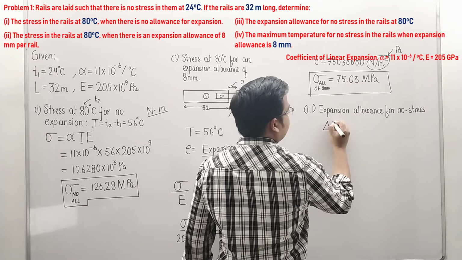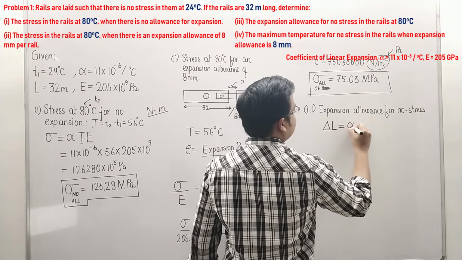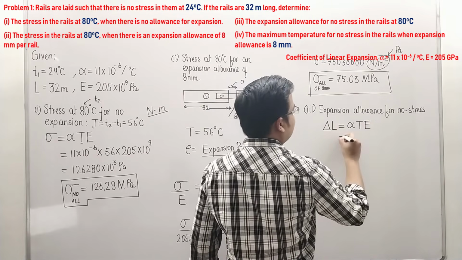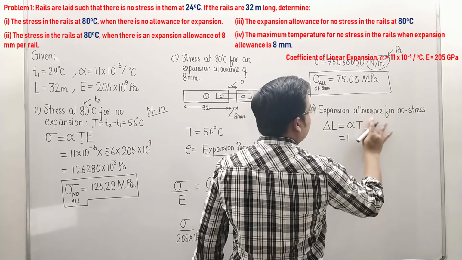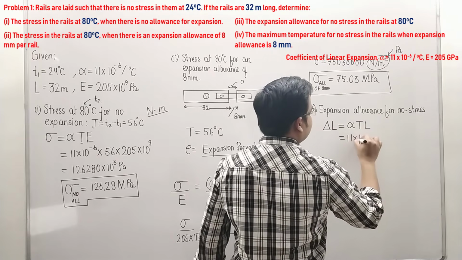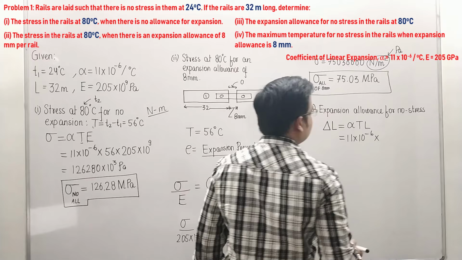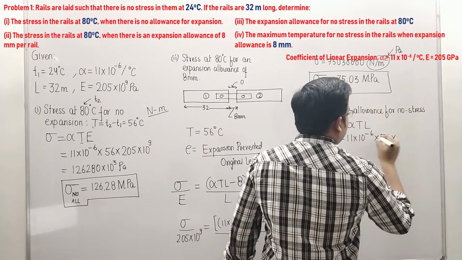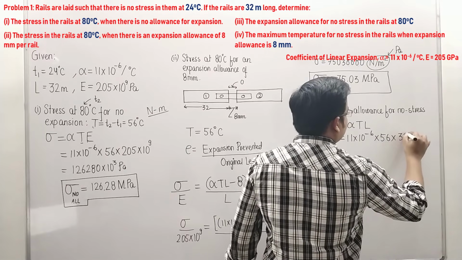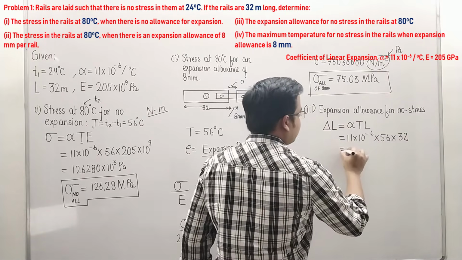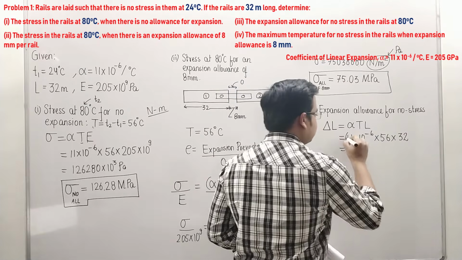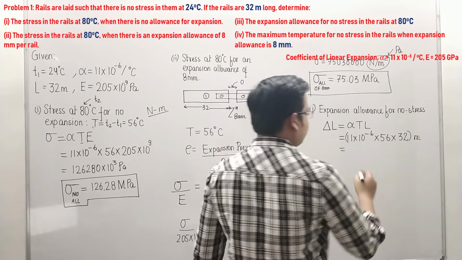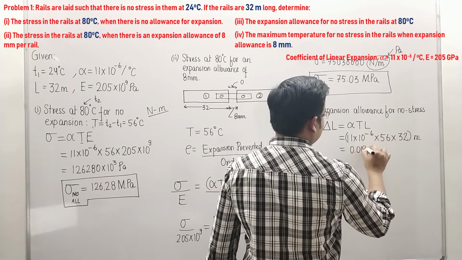Well, delta L we know very well is equal to, if it is allowed to expand freely, how much is it going to be? Alpha T into L. This is very simple. Alpha we know very well. This is 11 into 10 raised to minus 6. T we know. How much is it for no stress? 56, and L by the way is 32. Okay, so delta L is going to work out as in meters. Well, by the way, this entire answer will work out in meters. Delta L will work out as 0.01971. 0.01971. This is in meters.